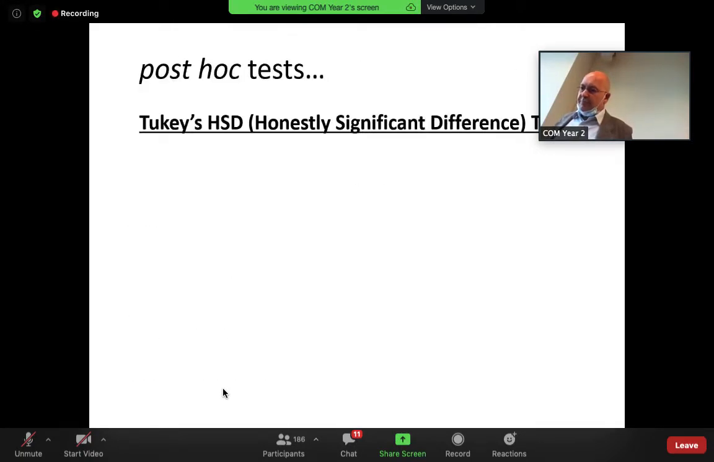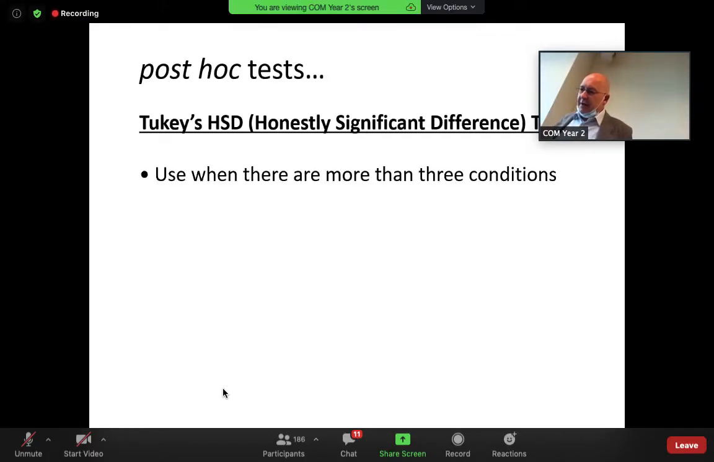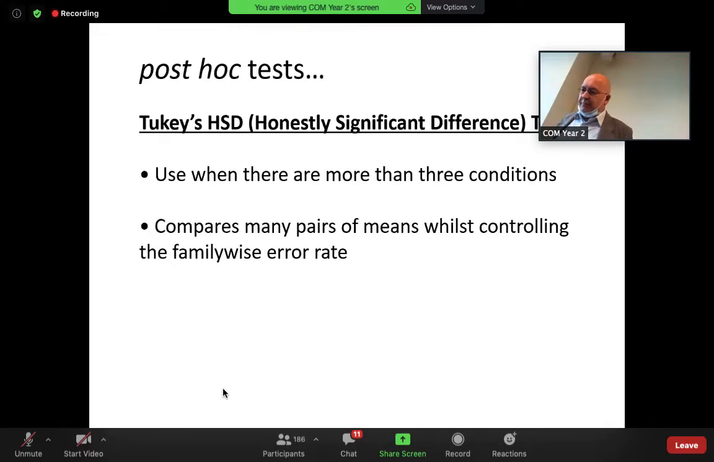Okay, so for post hoc tests, there's Tukey's HSD, the wonderfully named honestly significant difference test. We use this when there are more than 3 conditions. And it compares many pairs of means while controlling for the family-wise error rate.